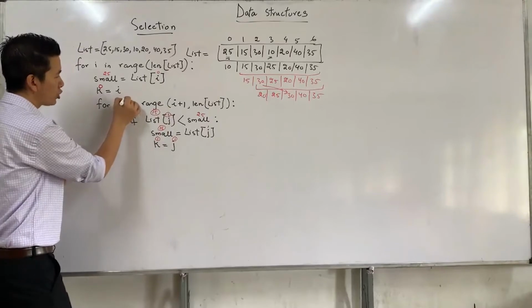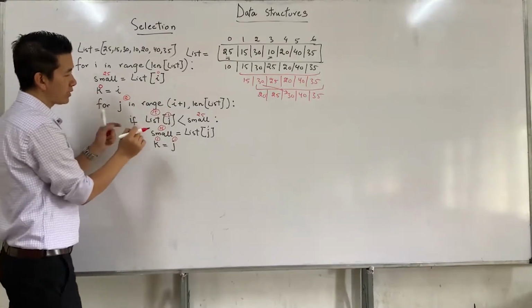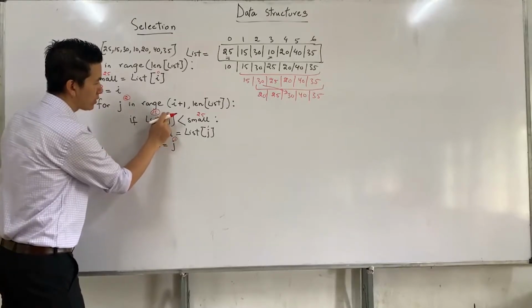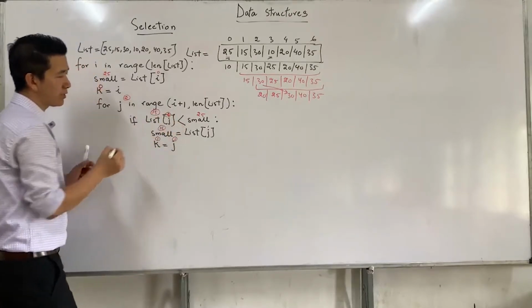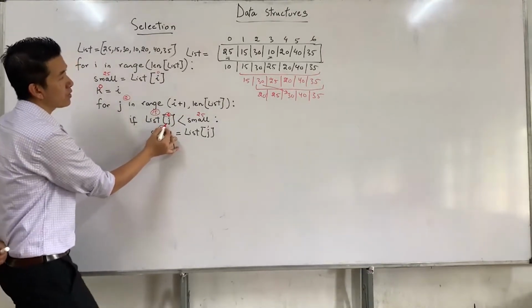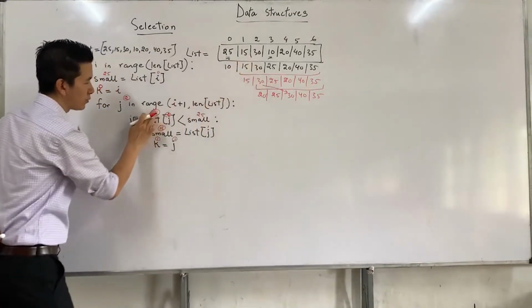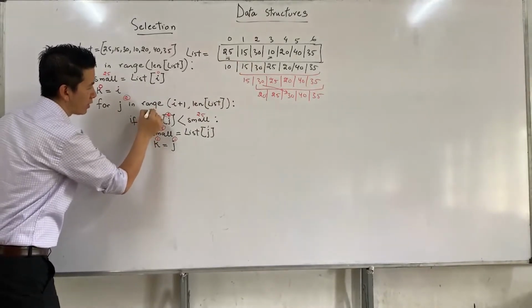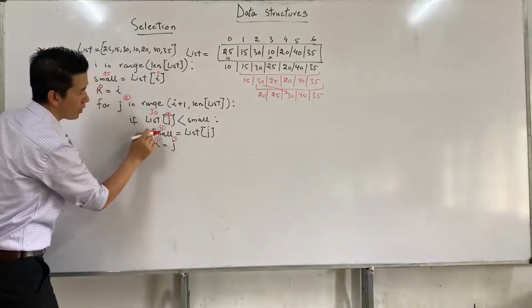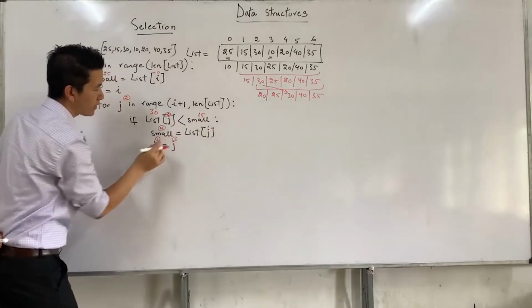Now when the value of j is 2, what happens is list of j means list of 2. So list of 2 means you are referring to 30. So you will now have 30 here, and then in small, remember I have the value of 15. Alright?